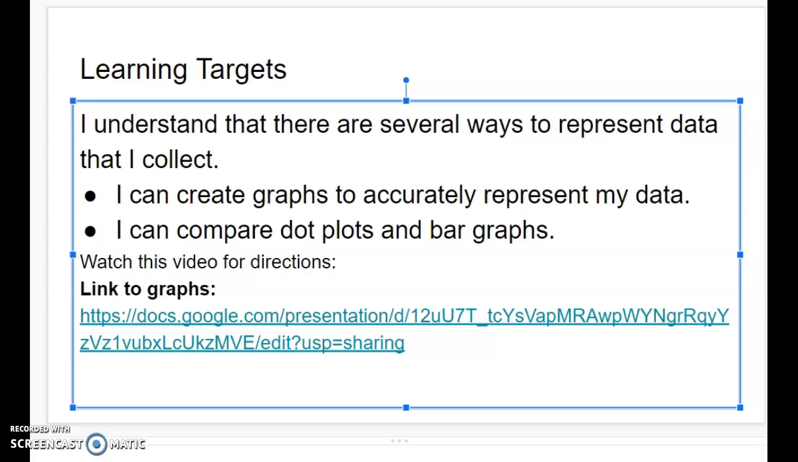Here's a look at today's assignment. The learning targets are, I understand that there are several ways to represent data that I collect. I can create graphs to accurately represent my data, which is what we did yesterday, and I can compare dot plots and bar graphs. Here is a link to the graphs, which you are going to need for this assignment, so this brings you right to the document that we were on yesterday where you did your graphing.